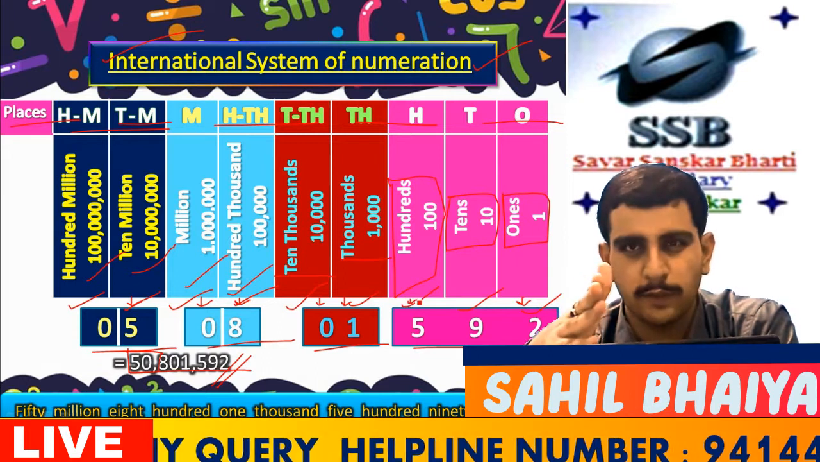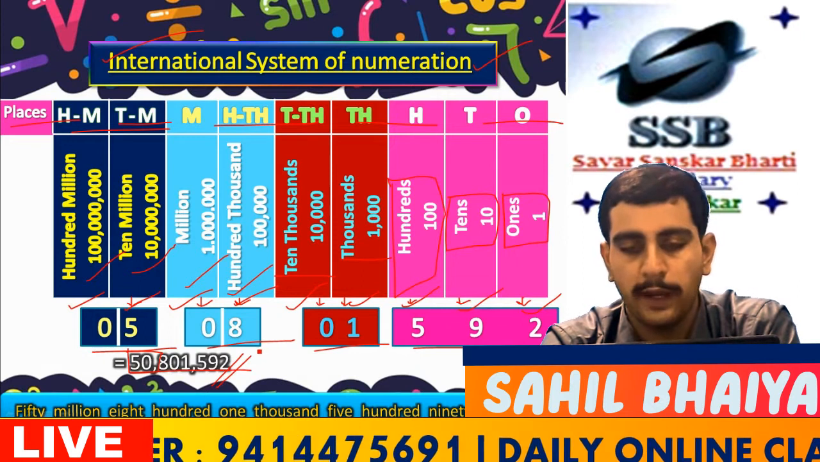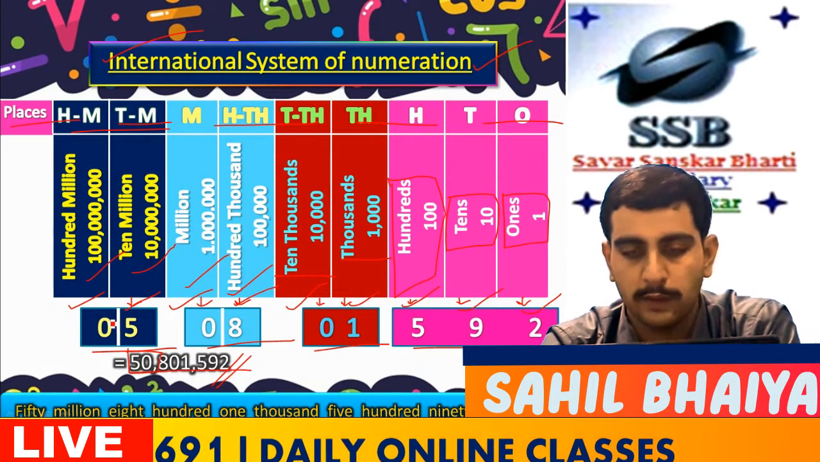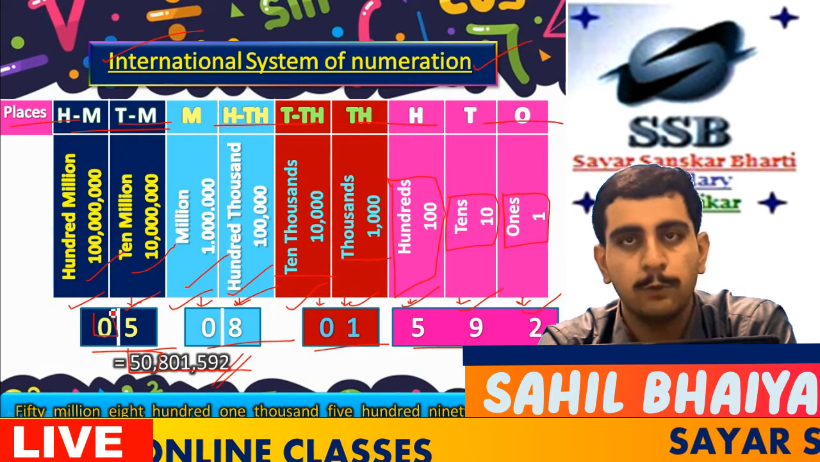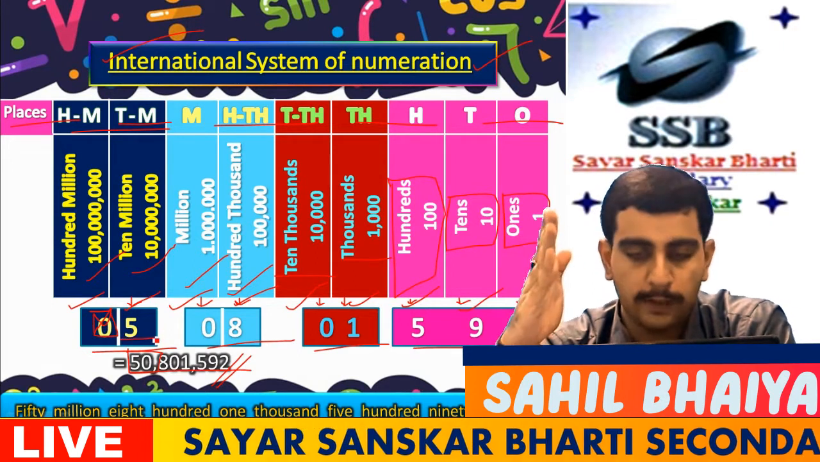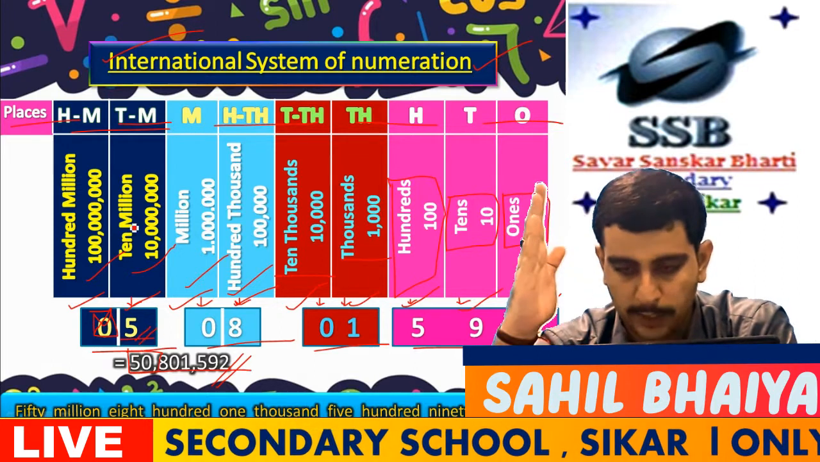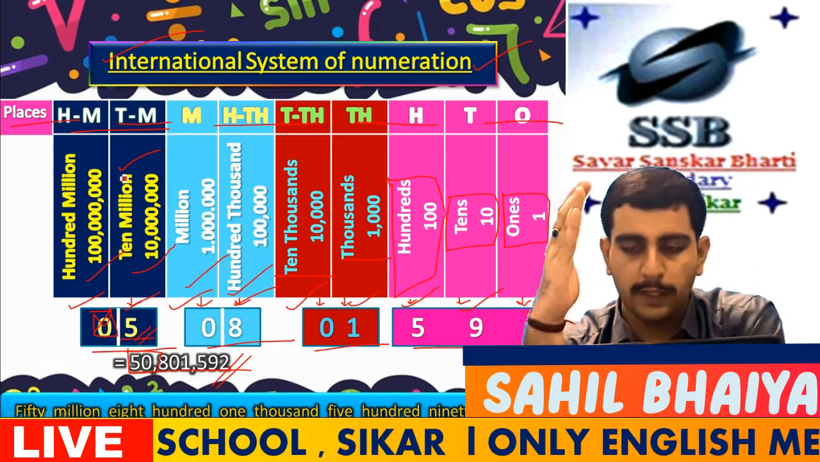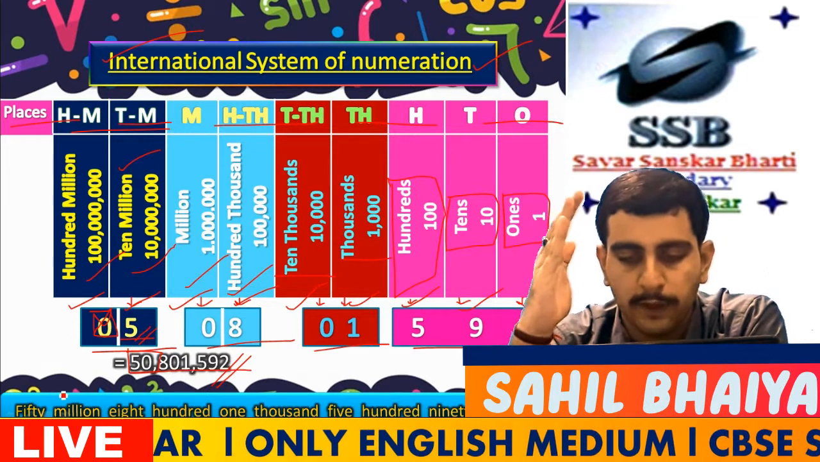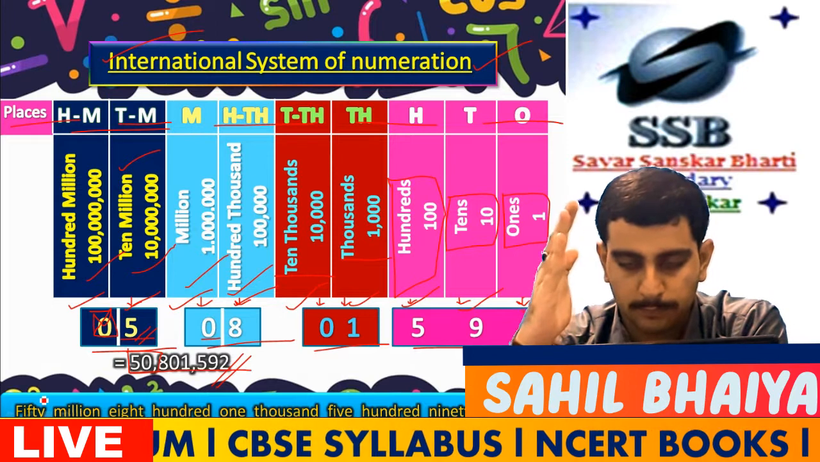So the number of digits never changes. It will still be in the 10 million concept. So at the 10 million place it will be 5, and in the million place it will be 0. Added together they will be 50, so it will read 50 million. Then at the 100,000 place it will be 8. At the 10,000 place it will be 0, and at the place of 1000 it will be 1. So together it will be 801,000.